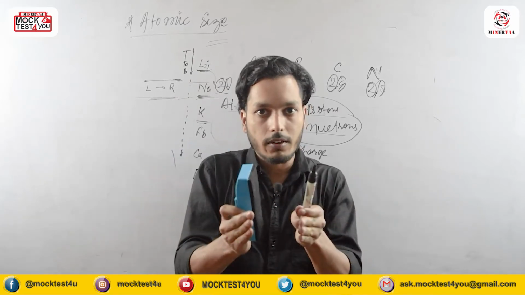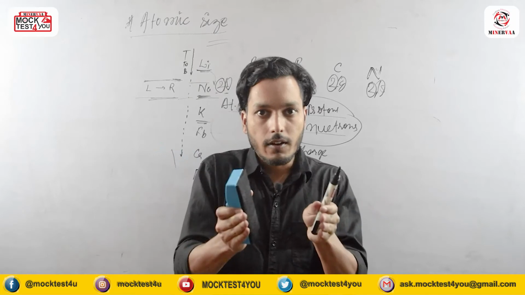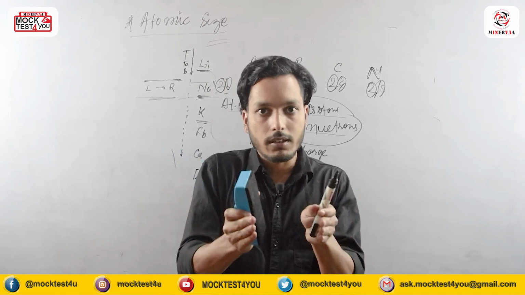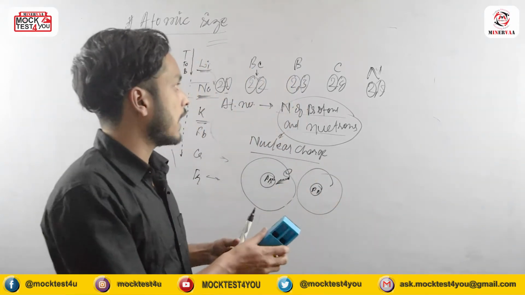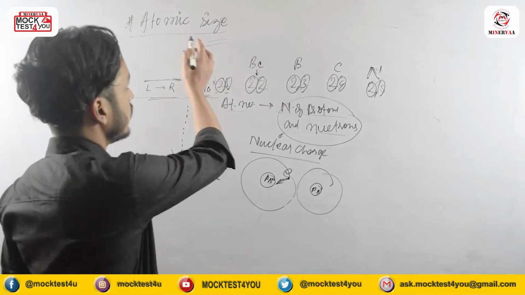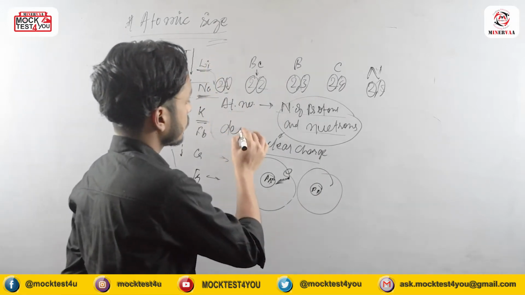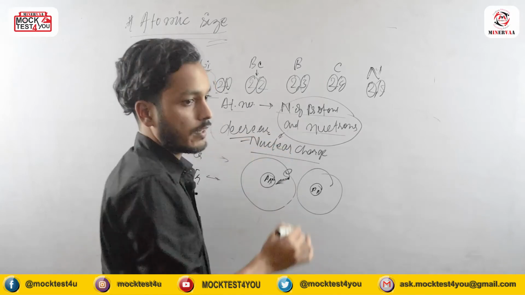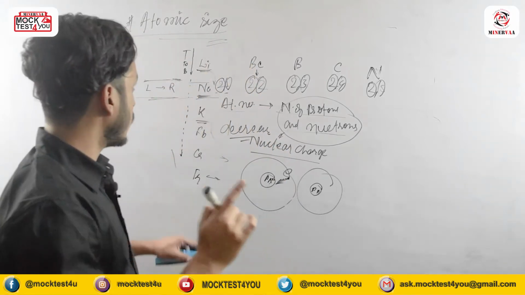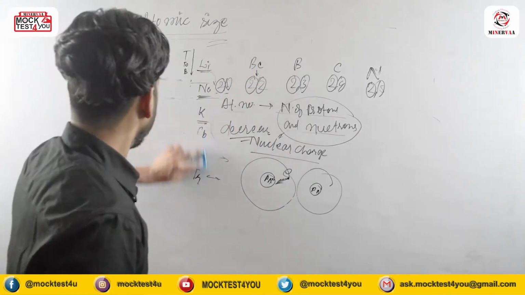The shell will contract, right? The outermost shell will contract, and since the outermost shell is contracting, what will happen? The atomic size will decrease, okay? Atomic size will decrease, right? I hope you are understanding this. So once again, let me recall this one.